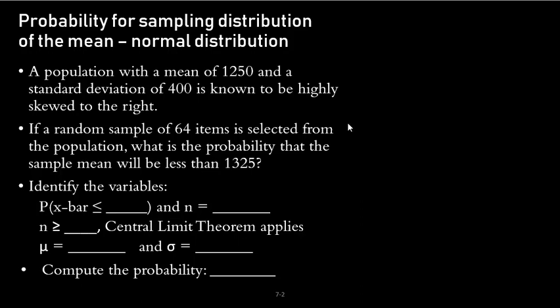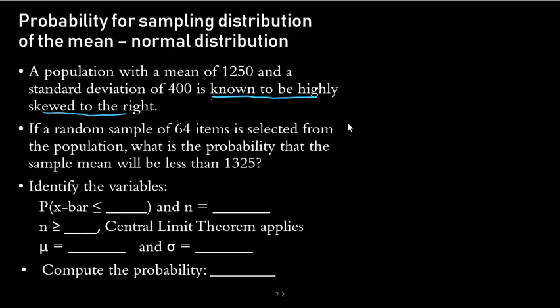We have a population with a mean of 1250 and a standard deviation of 400. This population is known to be highly skewed to the right. We have a random sample of 64 items selected from the population. What is the probability the sample mean will be less than 1325? Let's fill in the numbers.